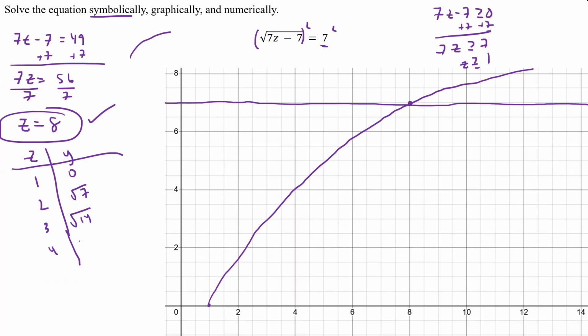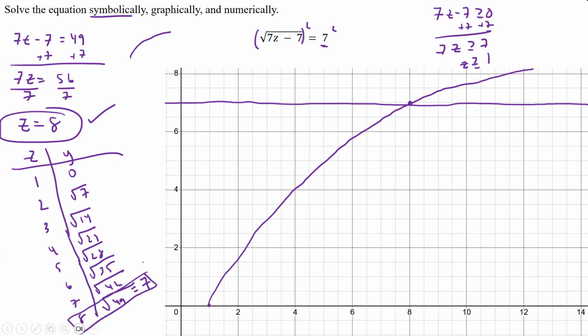4, that's going to give us what? The square root of 21. 5 is going to be the square root of 28. 6 is going to be the square root of 35. 7 is going to be the square root of, let's see, 42. 8 is going to be the square root of, let's see, 49, but we know that that is 7, and hence that's going to be our value. So that's the one that's going to be equal, and so that is the piece of the table that we need.